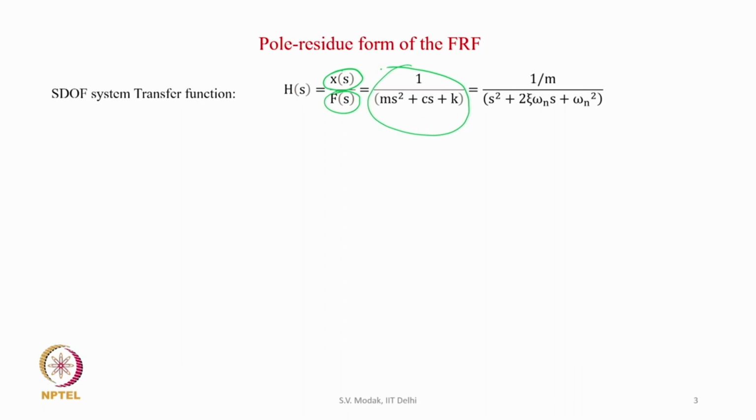If we divide the numerator and denominator by m, the mass of the system, we can write this transfer function in this form: (1/m) divided by (s^2 + 2 zeta omega_n s + omega_n^2). Here s^2 + 2 zeta omega_n s + omega_n^2, which is the denominator of this transfer function, is the characteristic polynomial.